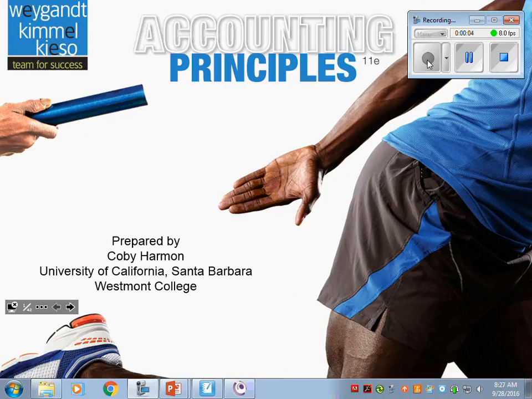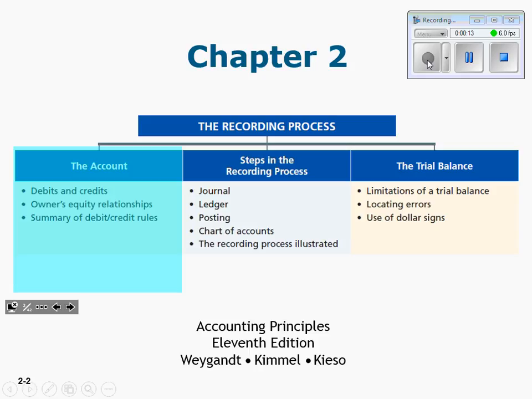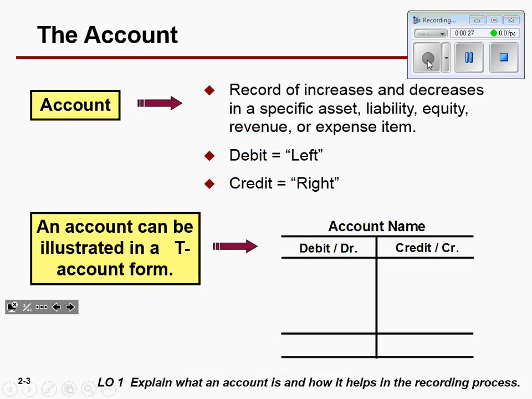So we've dove into chapter 2. We only have 3 sections to go. The first one is very much theory-based, like understanding the words associated with the accounts and the debits and credits. Next week, we'll get into the other sections. So without further ado, let's begin.